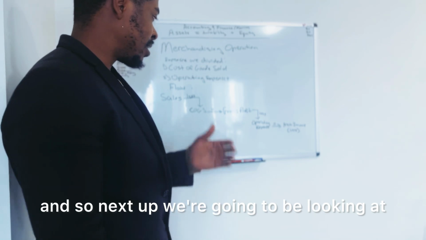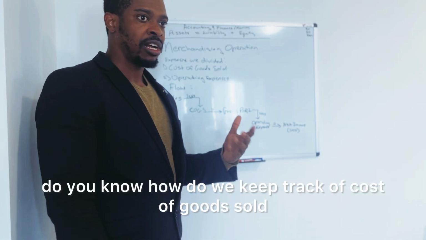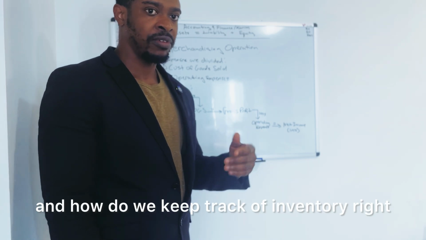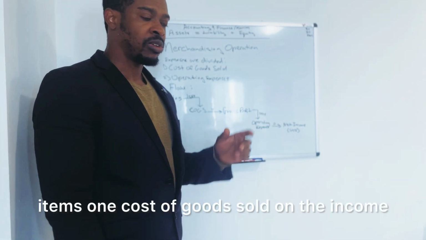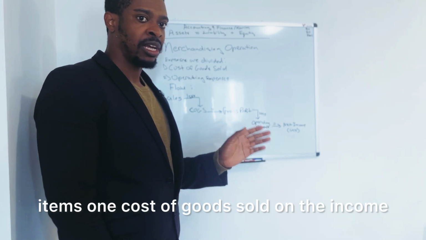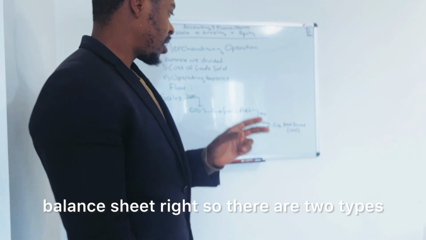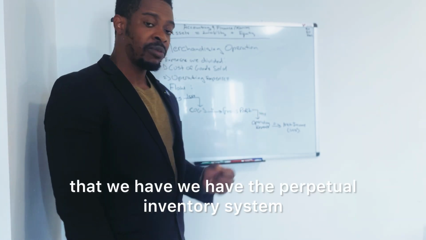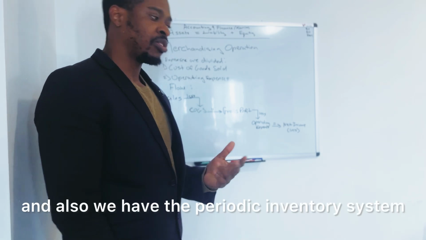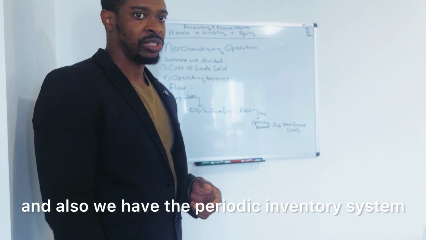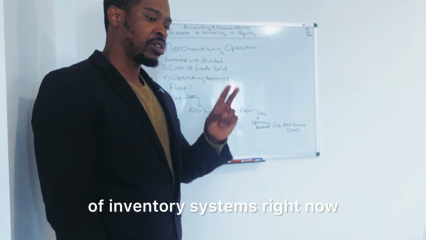Next up, we're going to be looking at how we keep track of cost of goods sold and how we keep track of inventory, right? Because we have to keep track of those two items. One, cost of goods sold on the income statement. The other one, inventory on your balance sheet, right? There are two types of inventory systems that we have: the perpetual inventory system and the periodic inventory system. So let's look at those two different types of inventory systems right now.